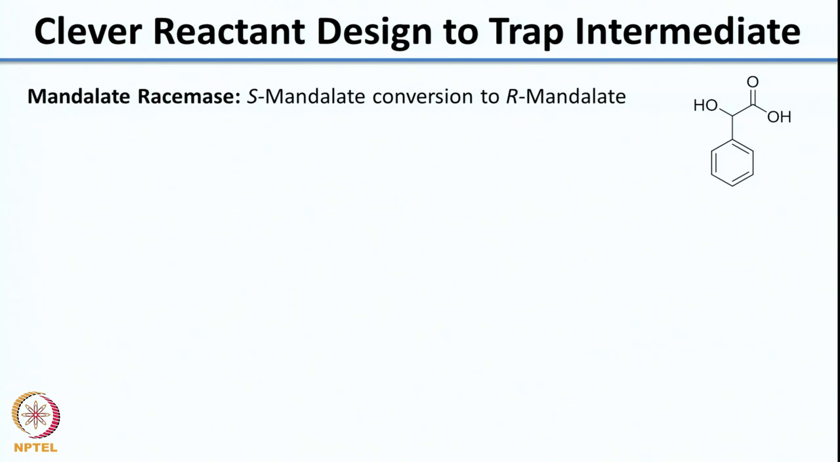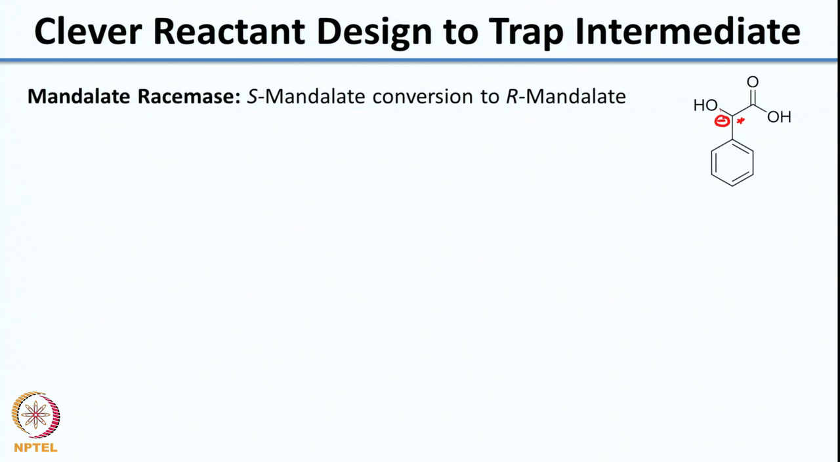What mandelate racemase does is it converts S mandelate to R mandelate. So this is the structure of mandelic acid, and the chiral center is here. What the enzyme does is it converts one enantiomer to the other enantiomer, and what is proposed is that it goes via a carbanion intermediate. Now as we have seen, this is not very stable for you to isolate. So how do you actually know that the enzyme goes via a carbanion intermediate?